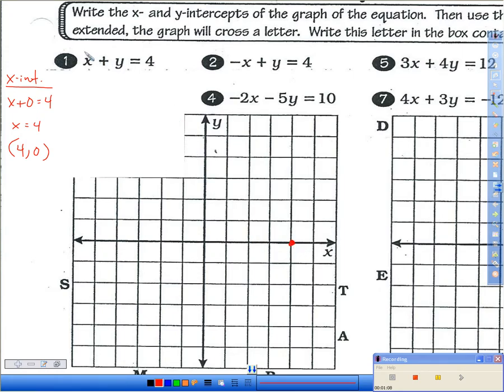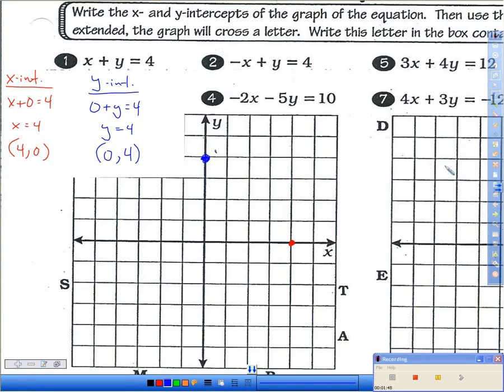Then we need to find the y-intercept on number 1. We do the same thing by substituting in 0, but for y-intercepts, all of the x values are 0. So 0 plus y equals 4. Now if we solve for y, 0 plus y is just y. So y equals 4. When we substitute in 0 for x, our y value is 4. So our y-intercept is (0, 4): 1, 2, 3, 4. I'm going to plot that point here.